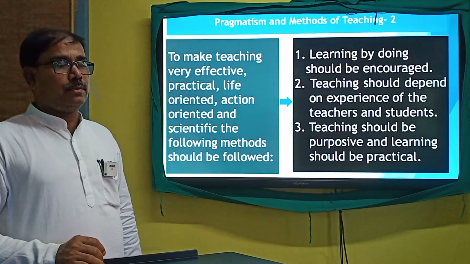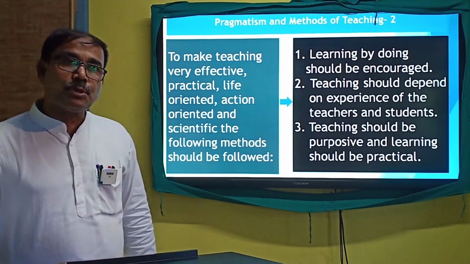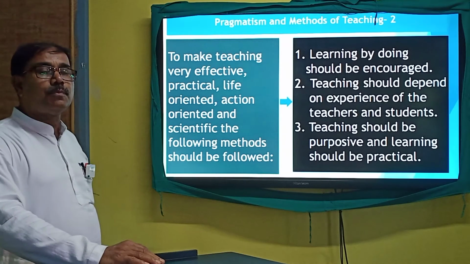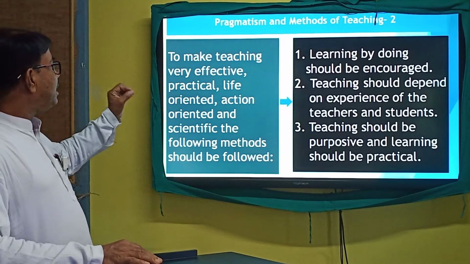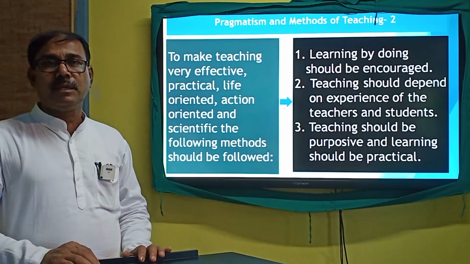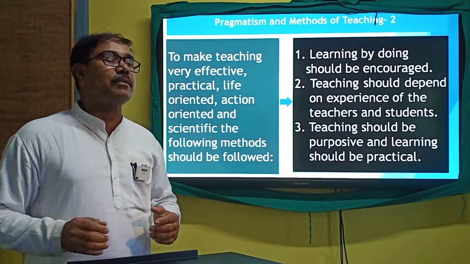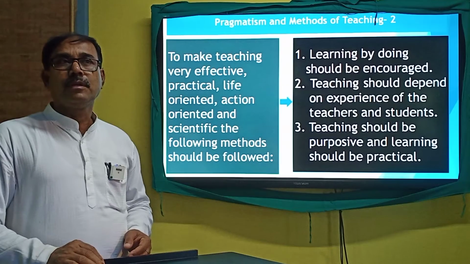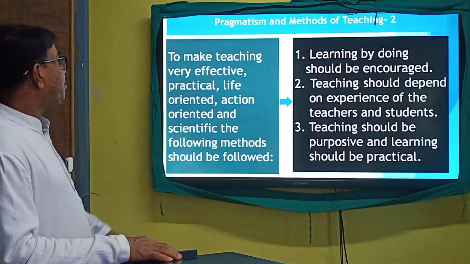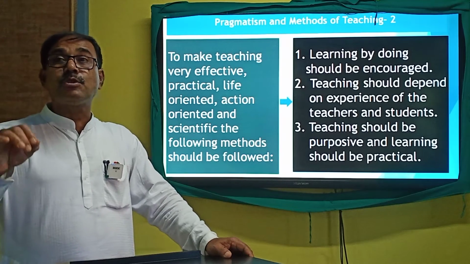And for doing so, when you are to write in the examination relating to the views of pragmatism concerning teaching, you can make some points by studying the contents. To make teaching very effective, practical, life-oriented, action-oriented and scientific, the following methods should be followed as per pragmatism. You can write in your examination that from the standpoint of pragmatism, teaching should be very effective. From the viewpoint of pragmatism, teaching should be practical. From the standpoint of pragmatism, teaching should be life-oriented. Teaching should be action-oriented, and teaching should be scientific.